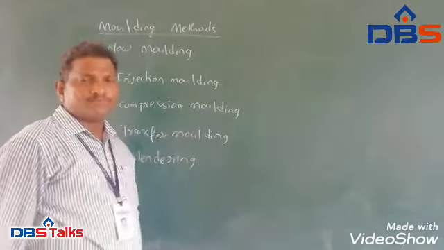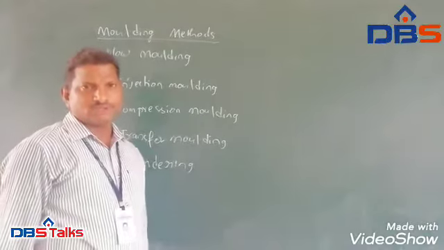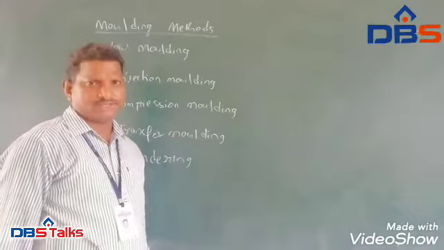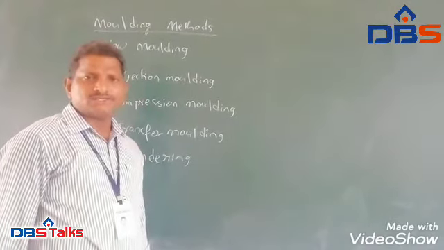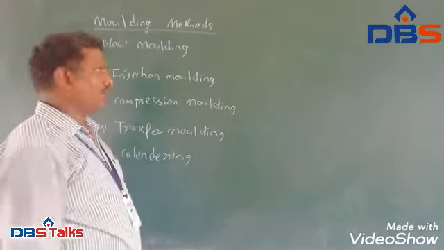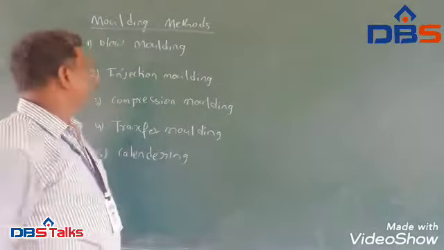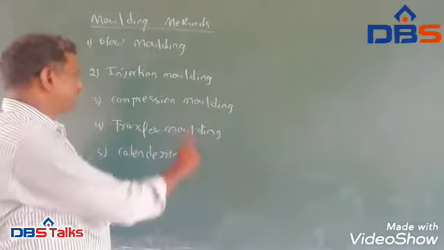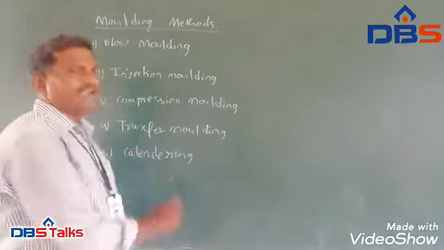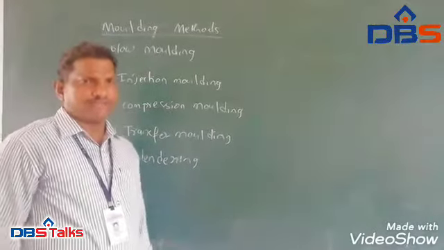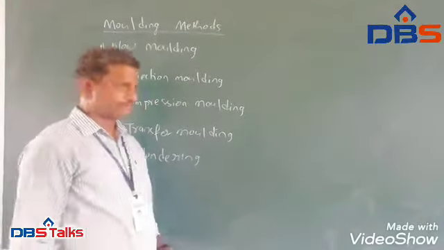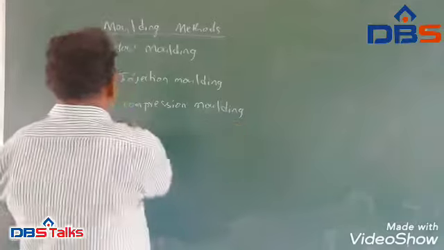Let us discuss the molding methods which are used to produce certain plastic components, cans, bottles, dolls and certain semiconductor devices. What are they? Blow molding, injection molding, compression molding, transfer molding and calendering. These are five methods by which we can produce certain plastic goods. Let us discuss them one by one.